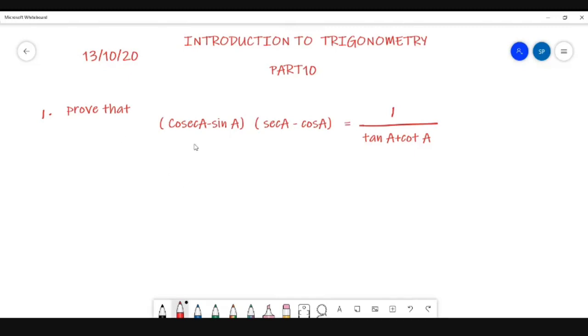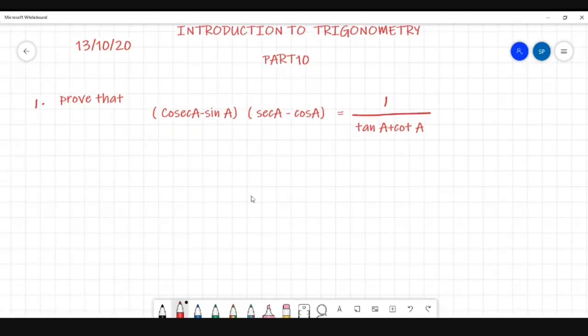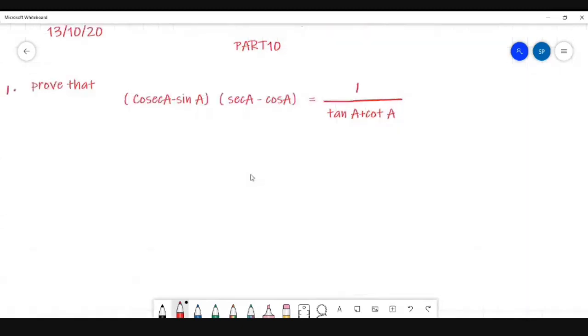Prove that (cosec A minus sin A) into (sec A minus cos A) equal to 1 by (tan A plus cot A). So here we have to prove this expression, that is, left hand side is equal to right hand side. So let us see what we get if we simplify the left hand side of the equation.